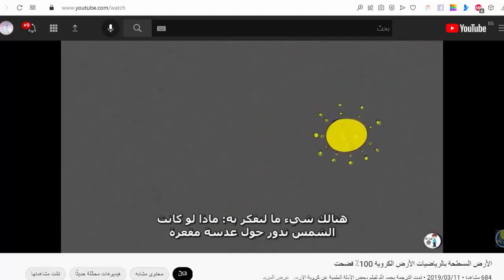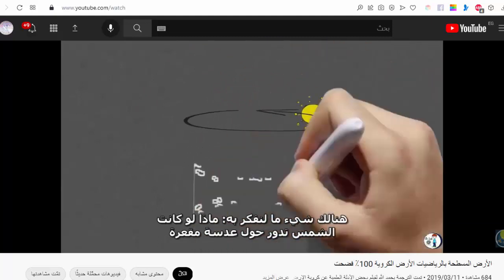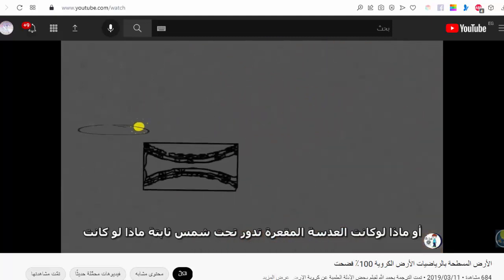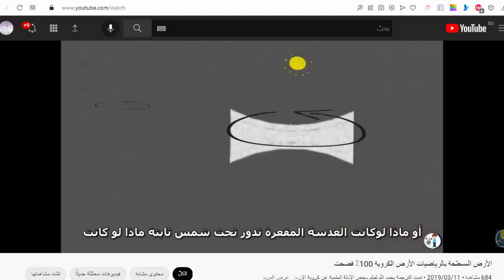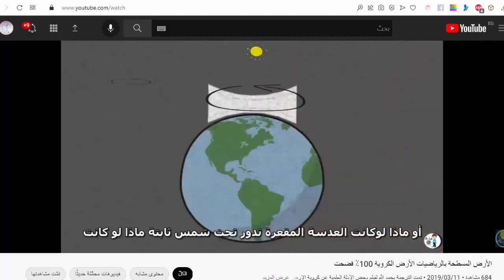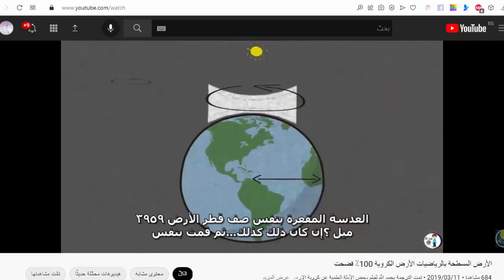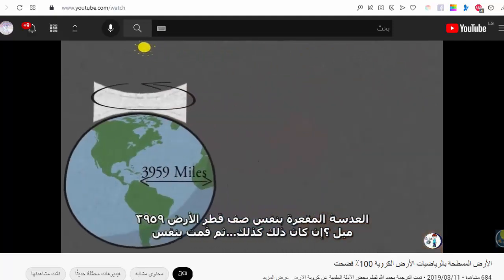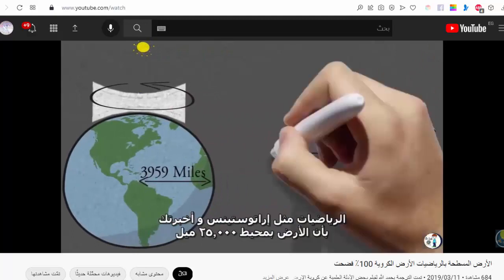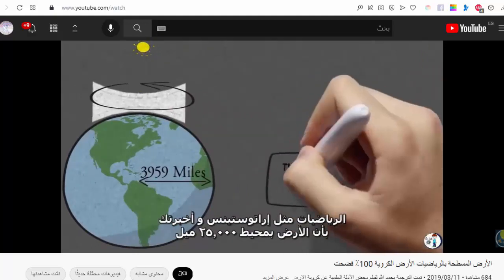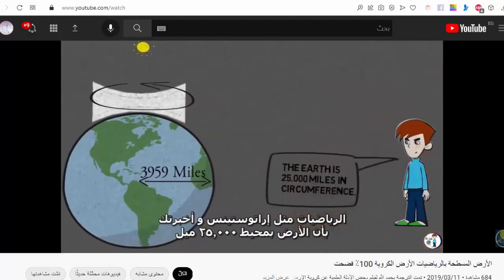What if the sun circles above the concave lens? Or what if the concave lens is the one that circles below a fixed sun? What if this concave lens has the same radius of the Earth, 3959 miles? If that's so, then I would have done the same math as Eratosthenes and told you that the Earth is 25,000 miles in circumference as well.